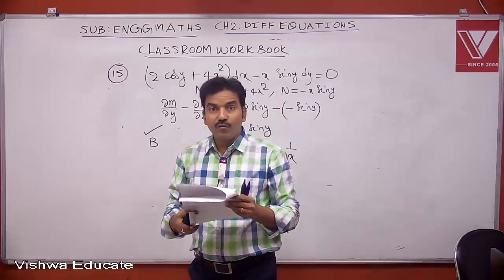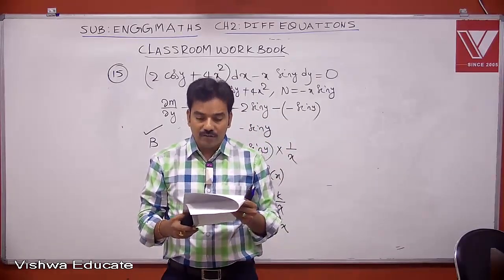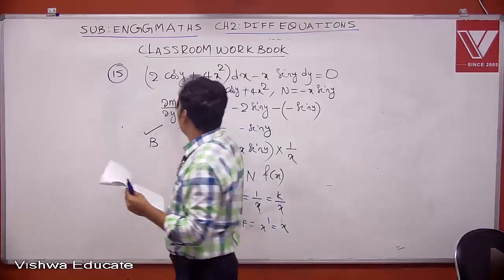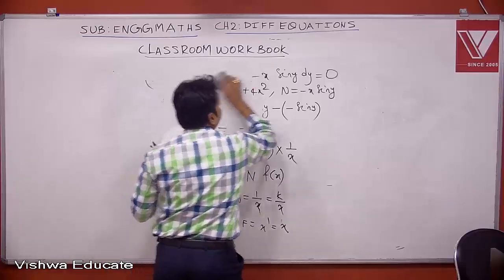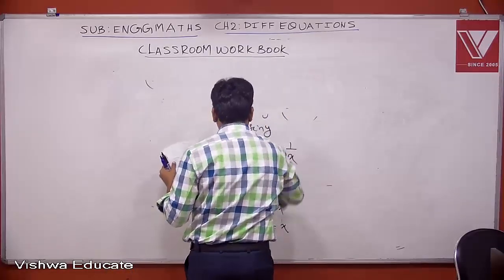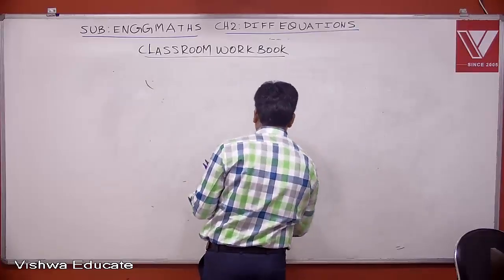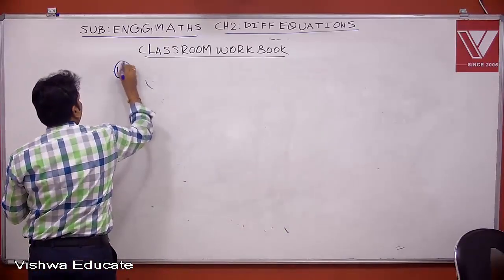Next question: which of the following is an integrating factor of cos square x into dy by dx plus y equal to cos x? Now let us discuss question number 16. Which of the following is an integrating factor of some equation? Let us see the structure of the equation. It is question number 16.